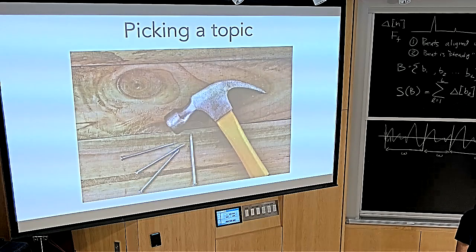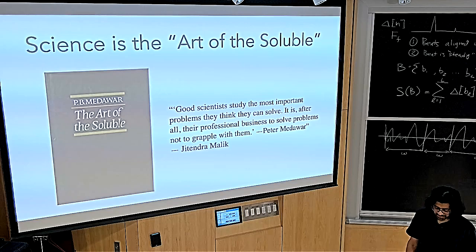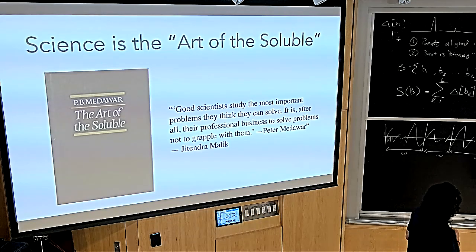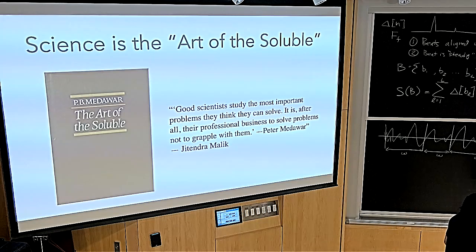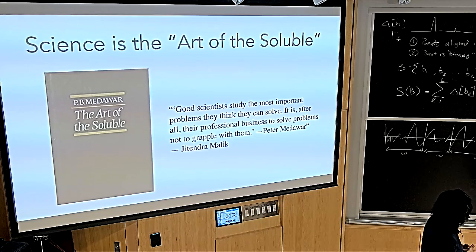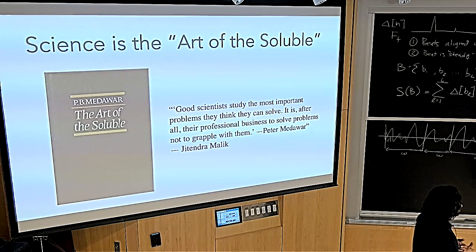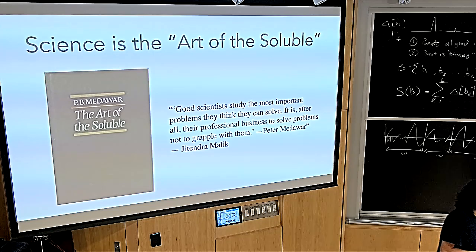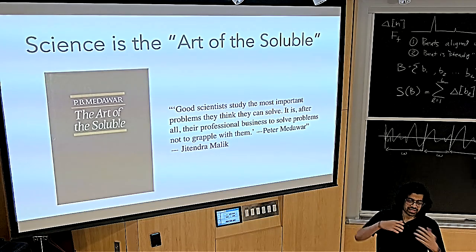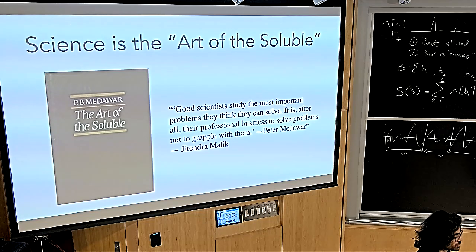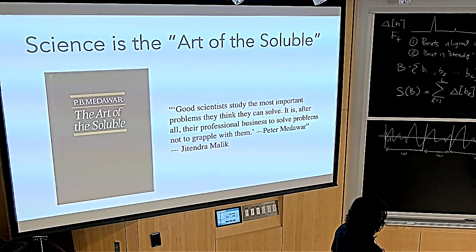And in terms of finding problems, you really have to find problems that are solvable. This is a good quote: good scientists study the most important problems they think they can solve. It is, after all, their professional business to solve problems and not to grapple with them. So you don't want to just pick something very ambitious that you have no idea how to solve. You want to find the most difficult problems that you think are solvable, where you have the actual tools to target them.